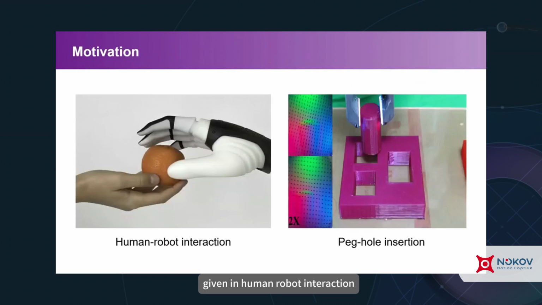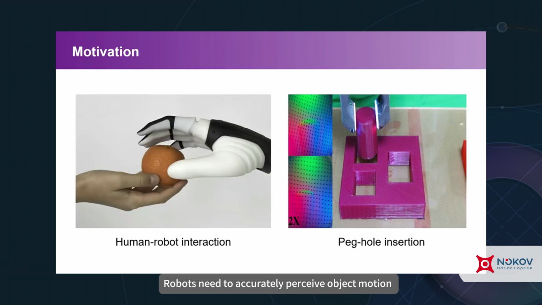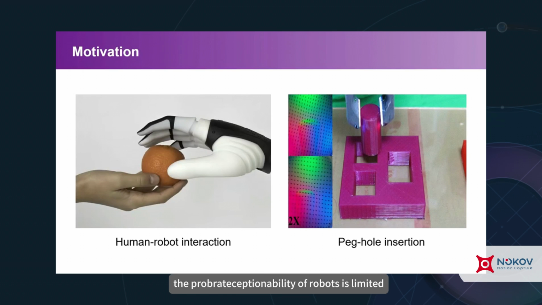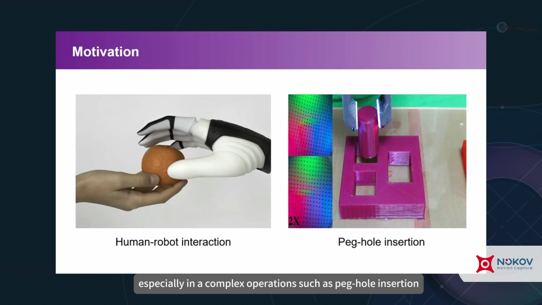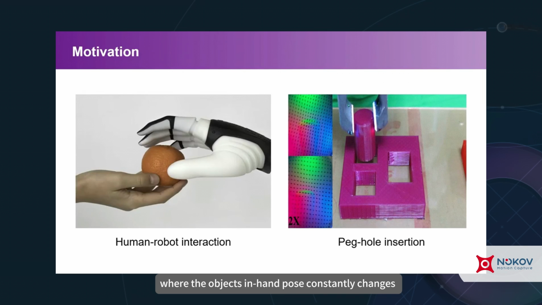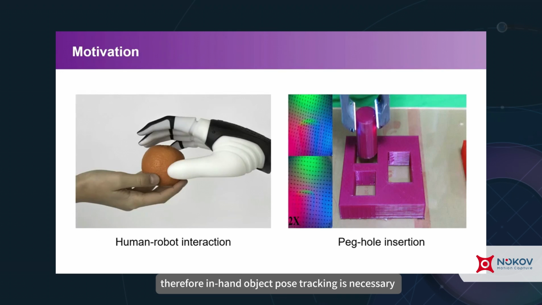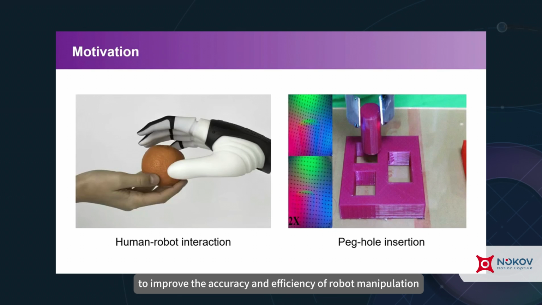In human-robot interaction or assembly tasks such as peg hole insertion, robots need to accurately perceive object motion to complete the task. However, the proprioception ability of robots is limited, especially in complex operations such as peg hole insertion where the object's in-hand pose constantly changes due to collision with the environment. Therefore, in-hand object pose tracking is necessary to improve the accuracy and efficiency of robot manipulation.